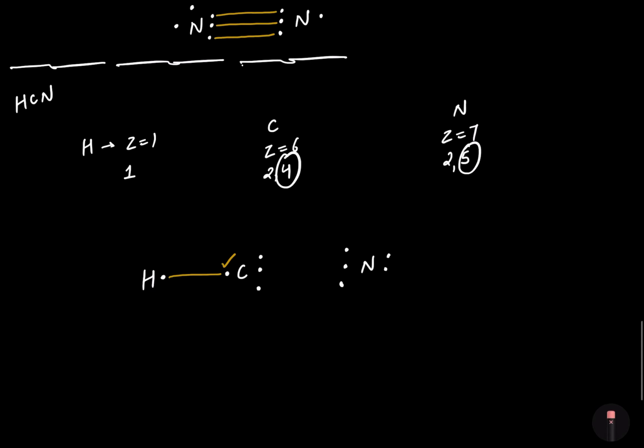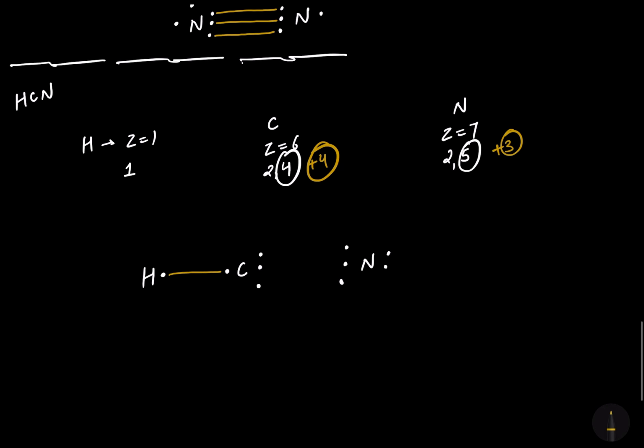So now let's talk about the carbon and the nitrogen. Carbon needs a total of 4 electrons to achieve the octet, and nitrogen needs a total of 3 electrons to achieve the octet. So that means carbon will form a total of 4 bonds. One bond is formed with hydrogen, the other 3 it will form with the nitrogen. On the other hand, nitrogen needs only 3 electrons in its valence shell, so nitrogen will form 3 bonds. That's the first covalent bond, the second covalent bond, and the third covalent bond.